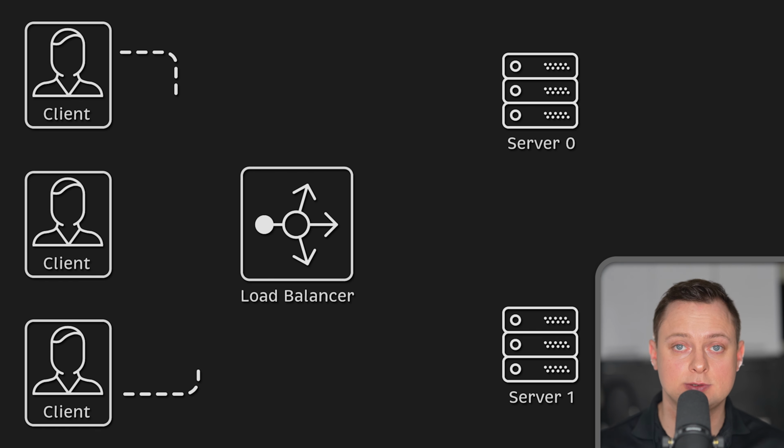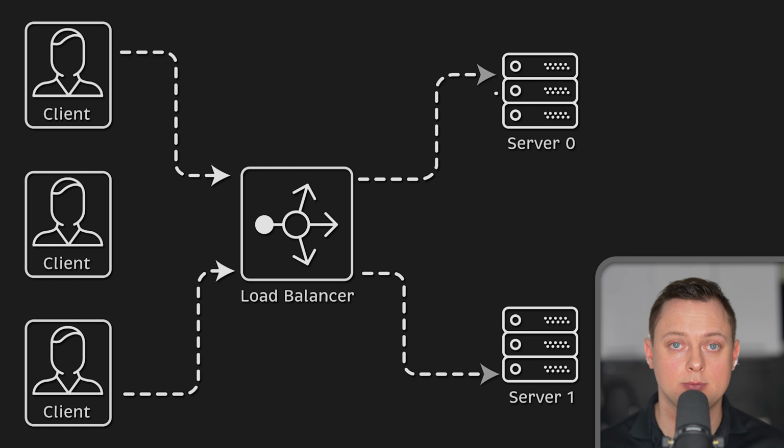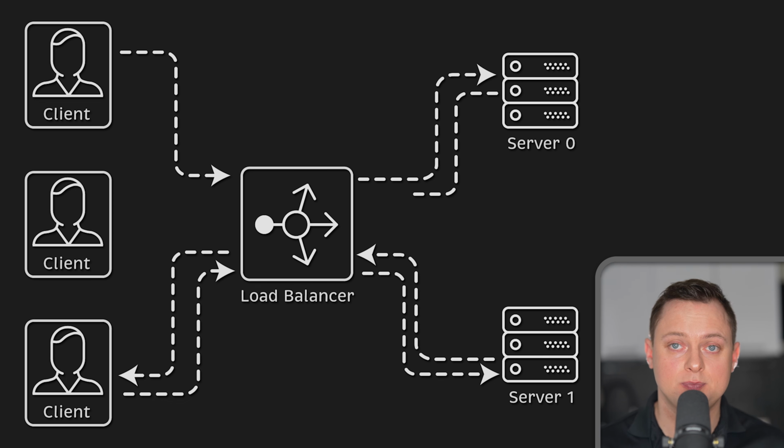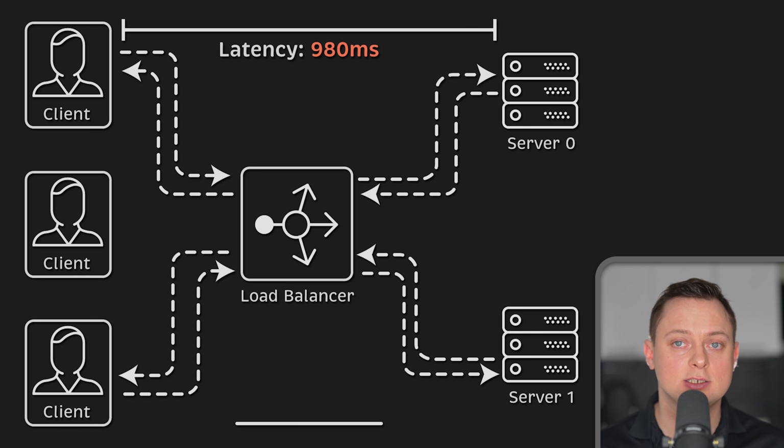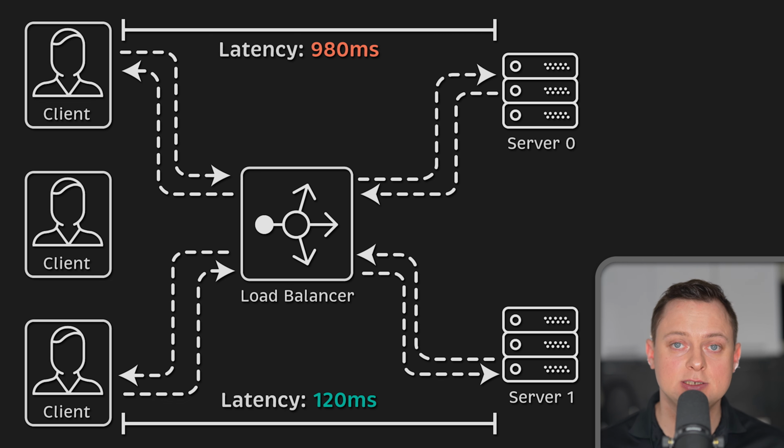Next is the least response time load balancing algorithm. It is a more advanced version of the least connection method. The response time is the total time that the server takes to process the incoming requests and send a response. The least response time method combines the server response time and the active connections to determine the best server. You should be using this approach when latency is very important to facilitate the best user experience.